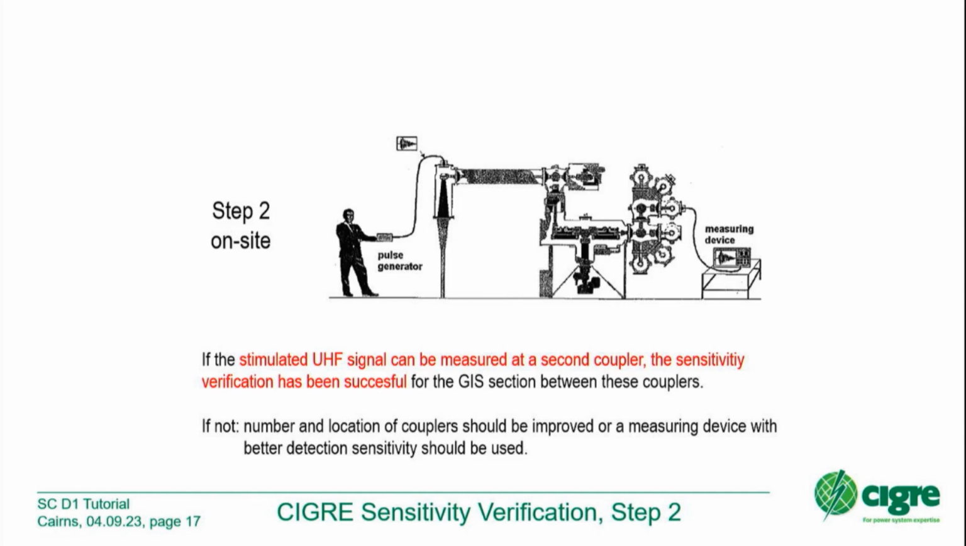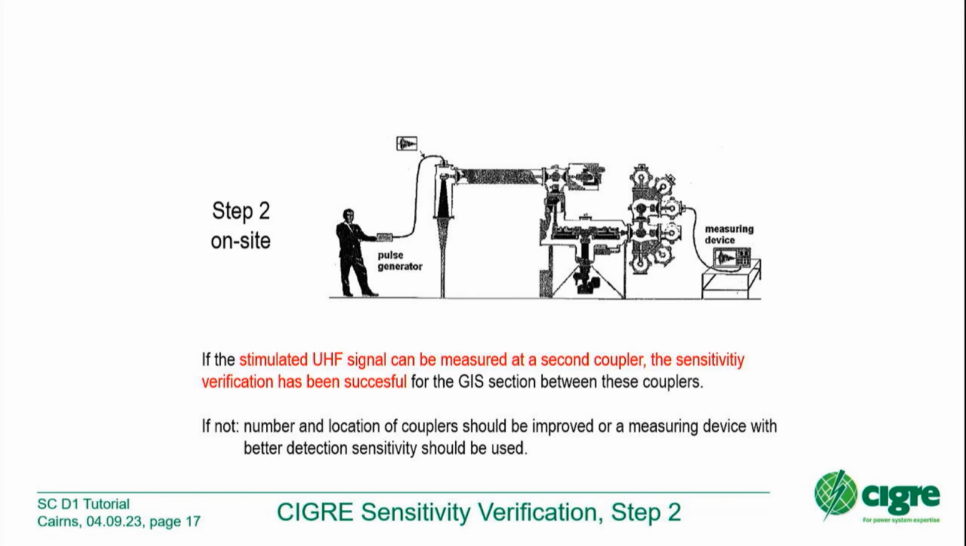If this instrument is not able to detect the signal, then the distance between the sensors is too big, and we have to change the position. We have to add another sensor maybe, or change the position. We can also try to improve the amplification of the measuring device. We can change the bandwidth and so on. But if we do such changes, then we have to repeat step one with the same settings which I used on site.